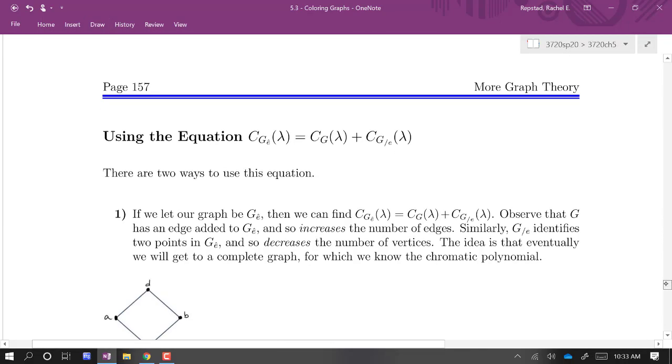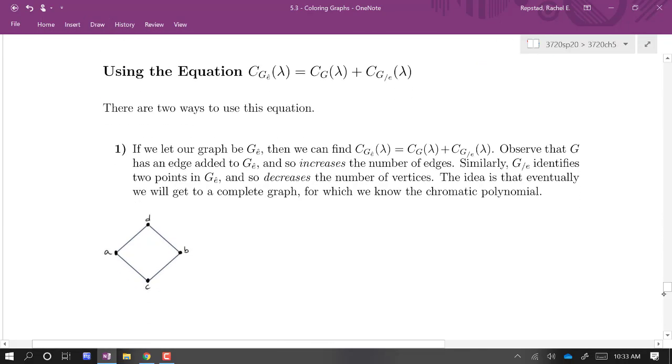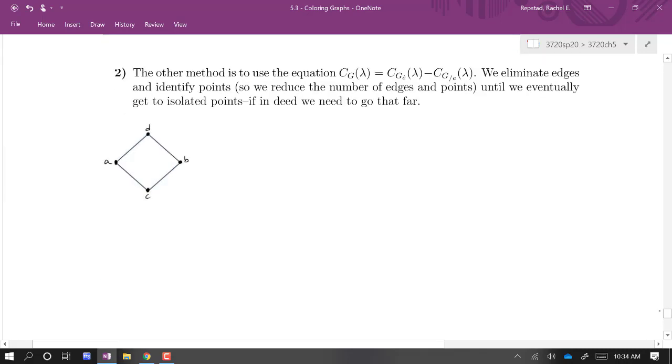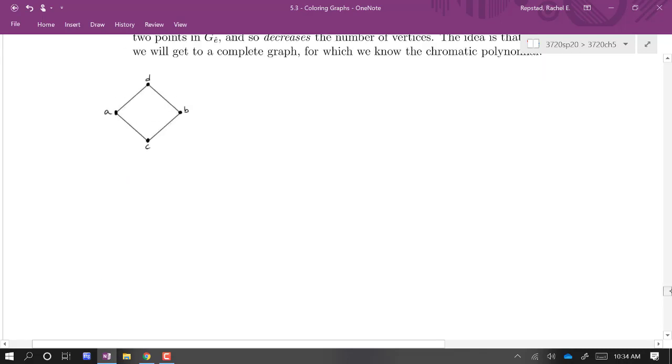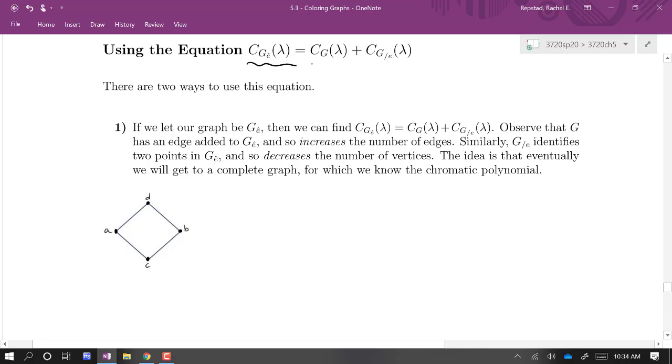Okay, so we're going to finish out this section by looking at two examples, and really they're the same graph. So here we have basically just the cycle A, D, C, B, so just the square. And it's the same graph each time. We're going to look at two different ways that we can use this equation to help us find the chromatic polynomial.